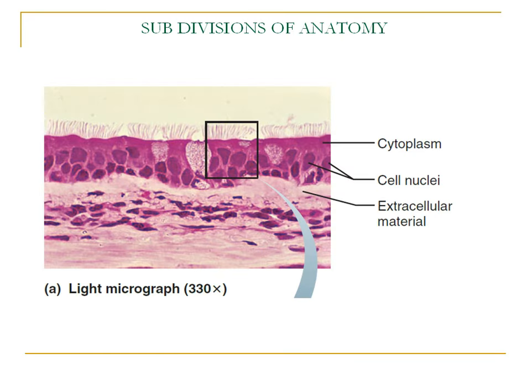Here this is the cell under the light microscope. When the cell is observed under the light microscope after proper staining, it looks like this. We can see the cytoplasm present over here, the nuclei of the cells and the extracellular materials present around the cell. So this is how a cell looks under the microscope.